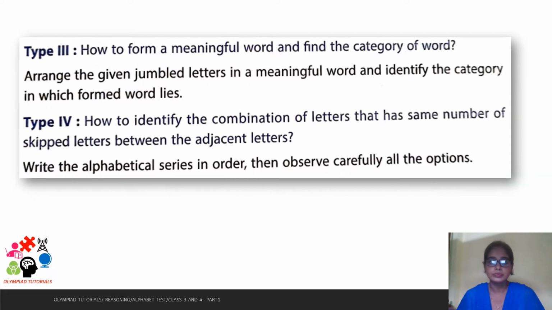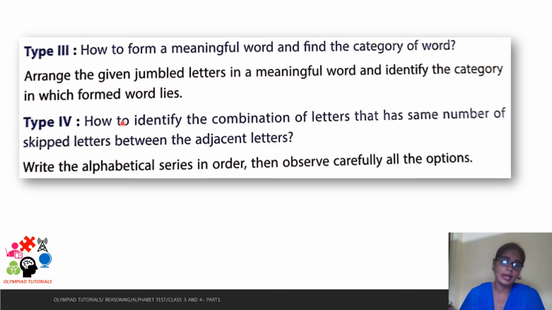Okay. Next is type 3. You have to form a meaningful word and find the category of the word. So you have to arrange the scrambled or jumbled word to form a meaningful word and find which category it is going to lie in. Maybe you'll be given a scrambled word and four options regarding that. First of all you have to identify that word and which category it fits into, and select that option.